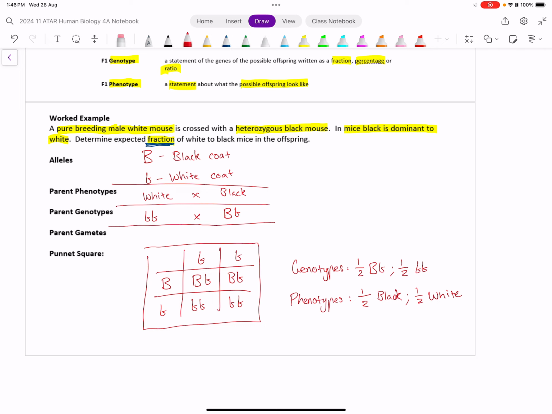So this process here for writing out our Punnett squares is a really, really nice, easy way of making sure that you maximise your marks in an assessment.